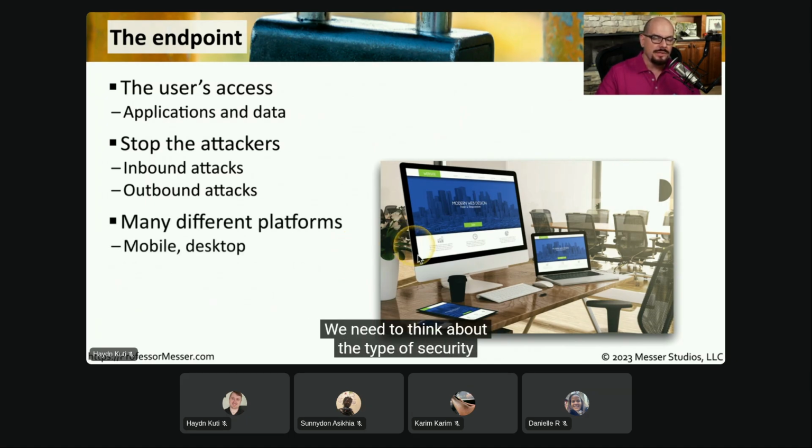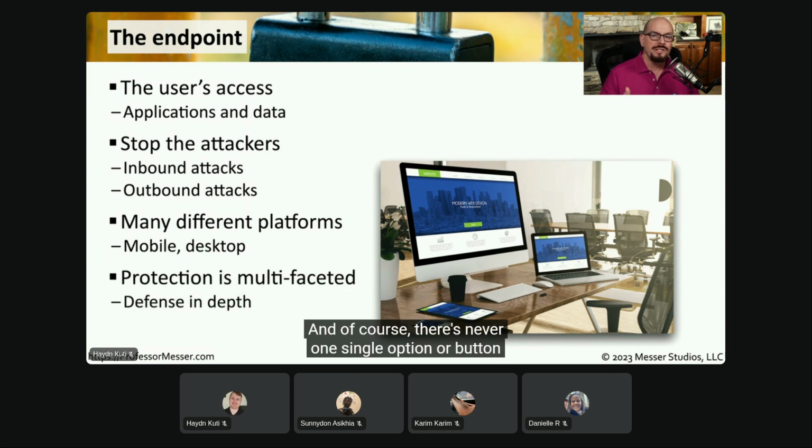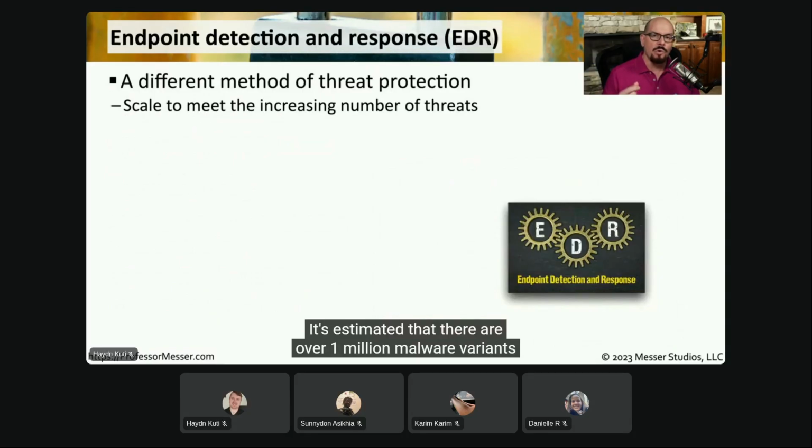We need to think about the type of security that we might put on a desktop computer, a laptop computer, or even the mobile tablets or mobile phones. All of these are probably running different operating systems, using different applications, and we need to apply the proper security for each individual platform. And of course, there's never one single option or button to push to enable or disable security. You need to use many different types of security tools and utilities, and all of those work together to provide defense in depth. It's estimated that there are over 1 million malware variants created every day.